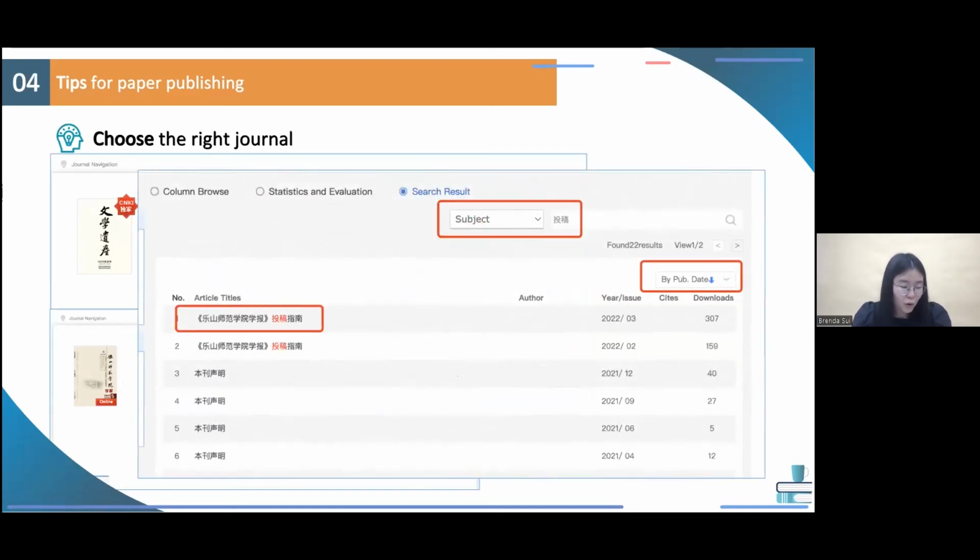Last, we can also search within the journal to find whether they have provided tips for publication. If yes, like here, 乐山师范学校投稿指南, that would be very convenient for us to edit our paper to tailor to the editor's needs.